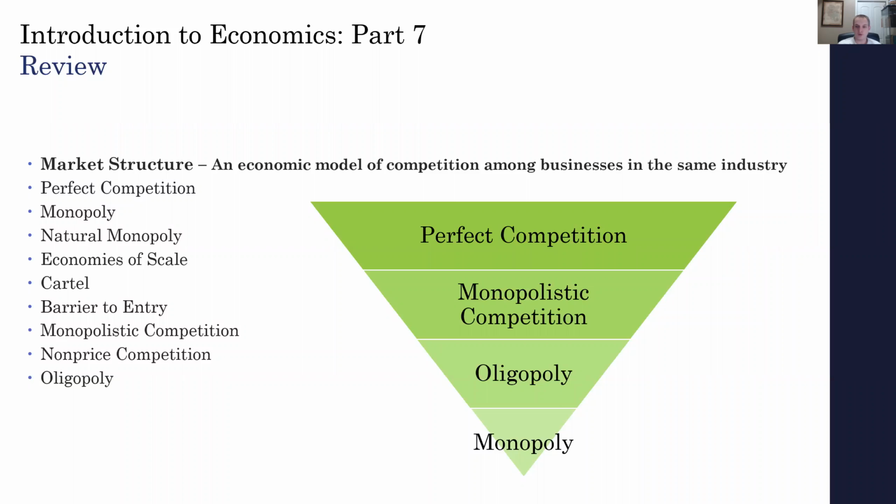So there are 4 primary market structures, and from most competitive to least competitive, we have perfect competition, monopolistic competition, oligopolies, and then monopolies. Now, try to use this inverted pyramid as a way to indicate that as we go from most competitive to least competitive, we're going from a large number of firms to a fewer amount of firms.